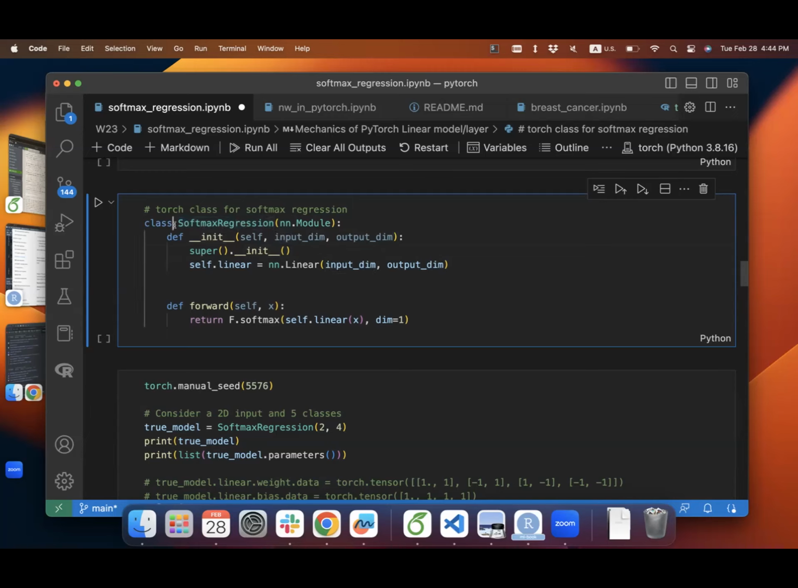The convention is to choose camel case for class names. And then it derives from NN module. So it's going to be a child of this. So this is going to be the parent of this. So it inherits properties of this, but it also adds its own properties.